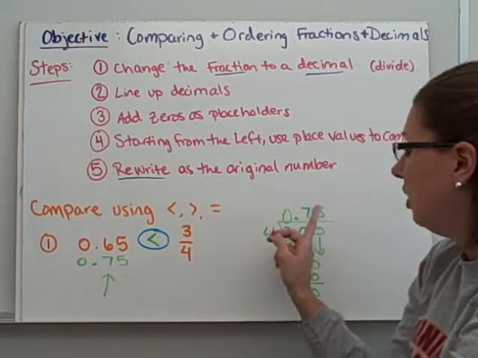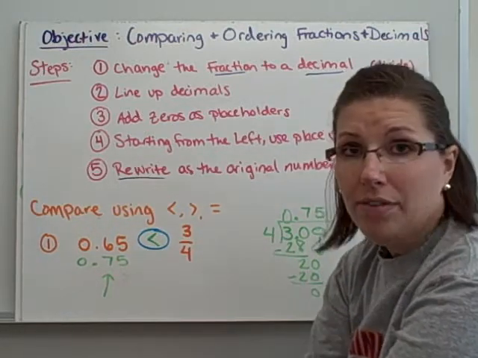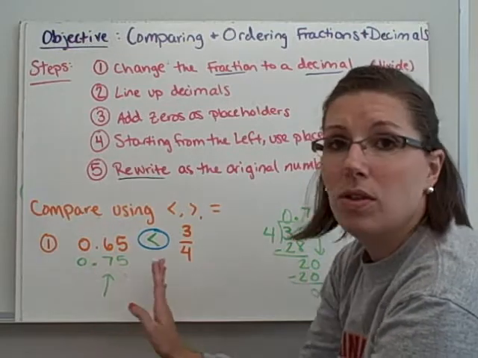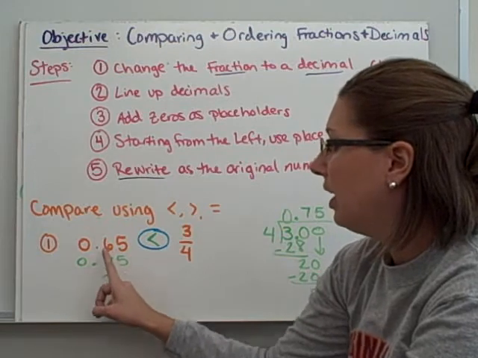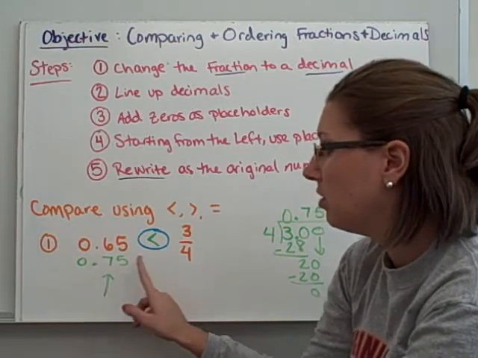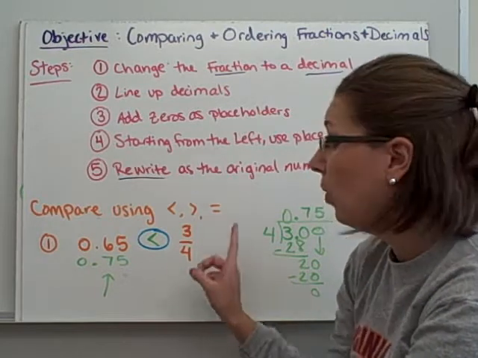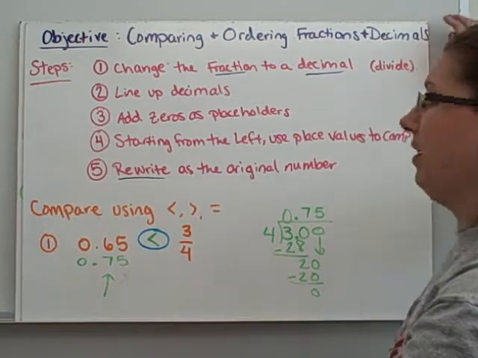So I have the number 0.75 and I wrote it directly below 0.65. And I lined up my decimals so that I can compare the place values. So if you look at which is bigger, 7 or 6, the 7 is bigger, so that means 3/4 is bigger or greater than 0.65. 3/4 is greater than 65 hundredths.